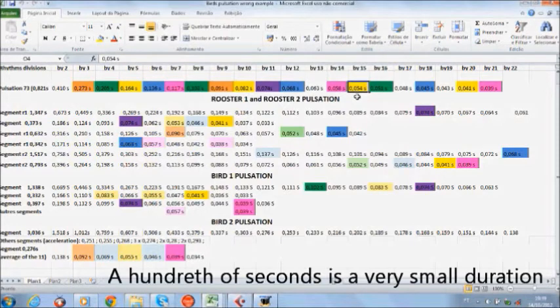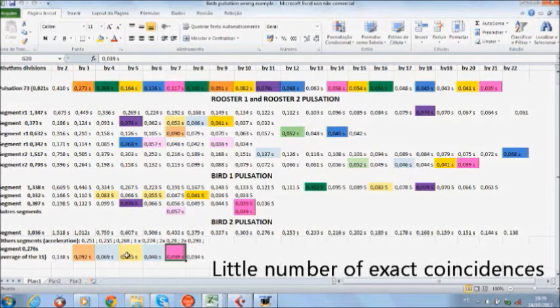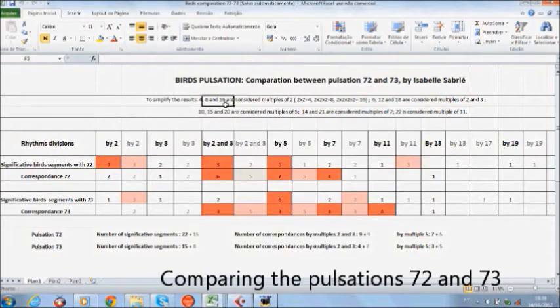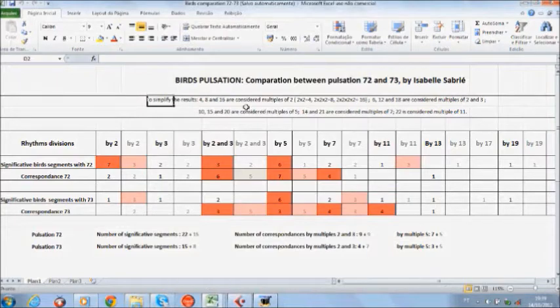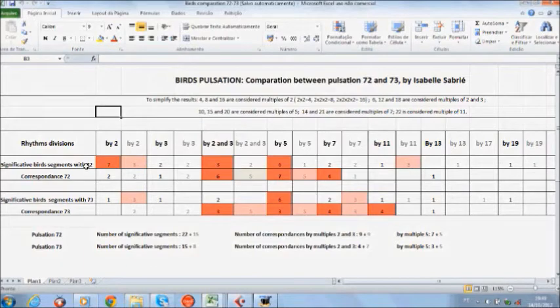Of course, a difference of hundredths of seconds is a very little difference that our human ear almost does not perceive. So what we see is that, for example, for the bird 2, the exact coincidences are really less important. And I made a comparison between these two pulsations. So here we have rhythm divisions, and 4, 8, and 16 are considered multiples of 2; 6, 12, and 18 multiples of 2 and 3; and 10, 15, and 20 multiples of 5, and so on.